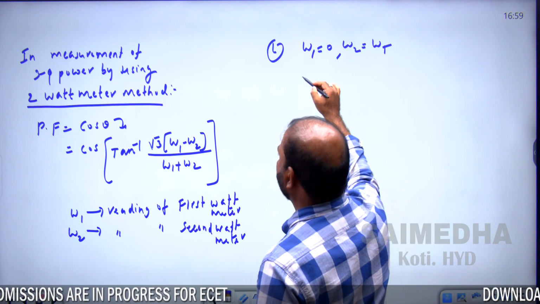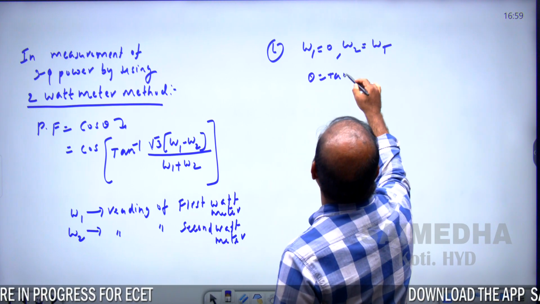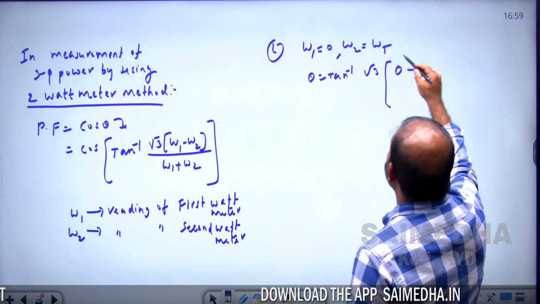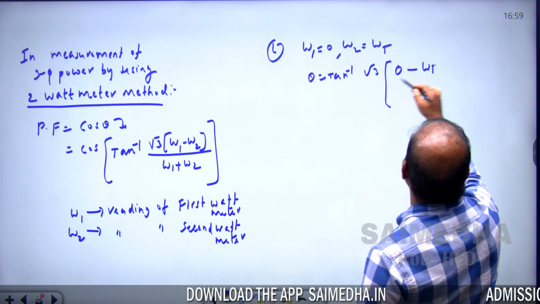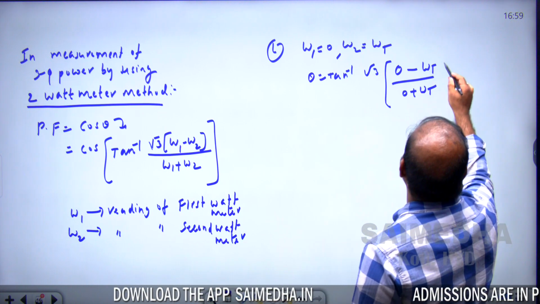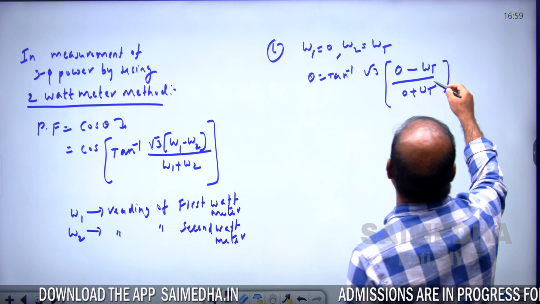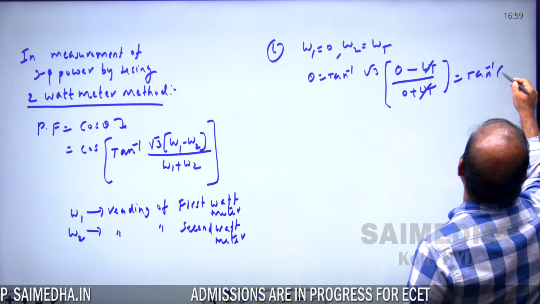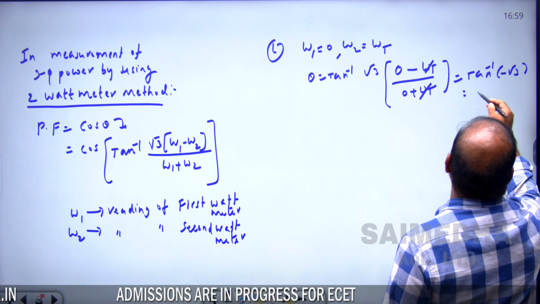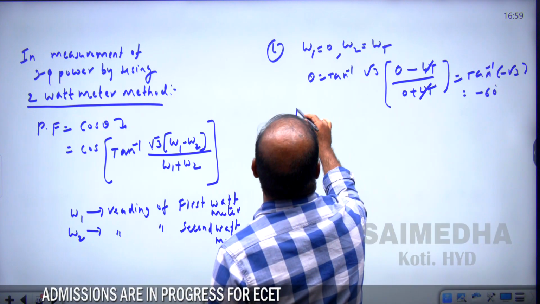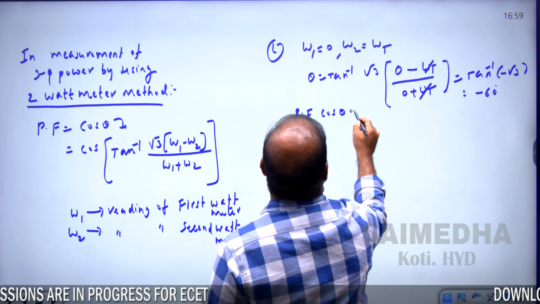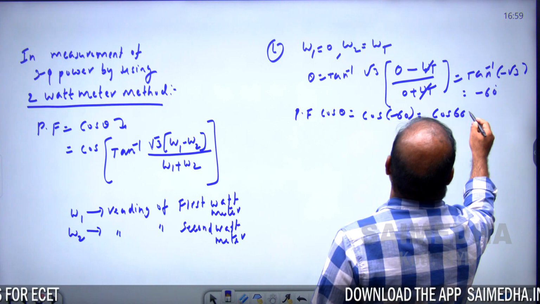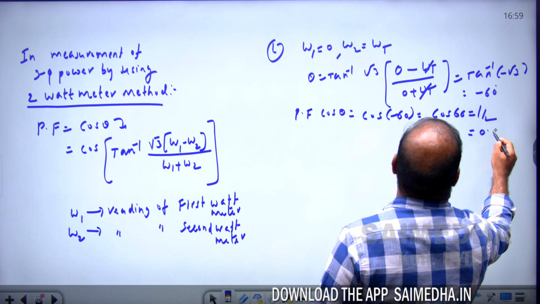Then what about the power factor angle? Theta is equal to tan inverse of root 3 into (W1 minus W2) by (W1 plus W2). In place of W1 I substitute 0, in place of W2 I substitute WT, so we get minus WT by plus WT, which is minus 1. So we get tan inverse of minus root 3, which means minus 60 degrees. Then the power factor cos theta is cos of minus 60, which is cos 60, equal to 1 by 2, that is 0.5.